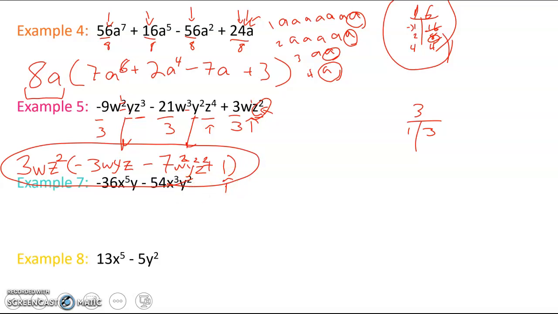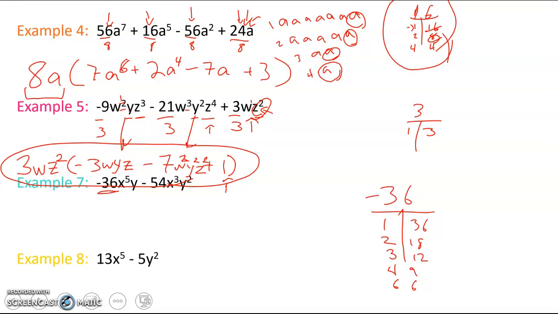All right. So let's move on down to example 7 here. Negative 36 and negative 54. Well, again, you can't really see the numbers that you can divide both 36 and negative 54 by, so just pull out the smallest number, in this case the negative 36. Numbers that multiply to 36: we got 1 and 36, 2 and 18, 3 and 12, 4 and 9, and then 6 and 6, and that's basically it.